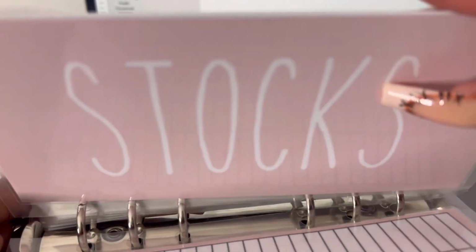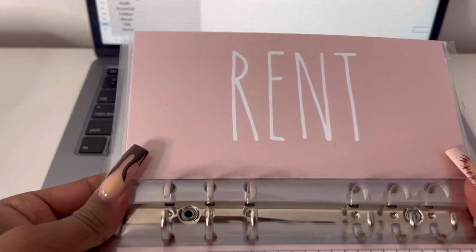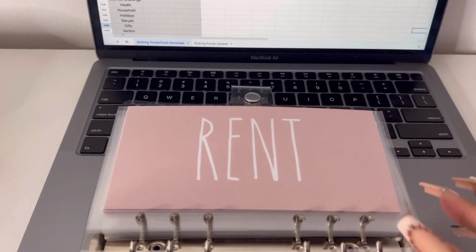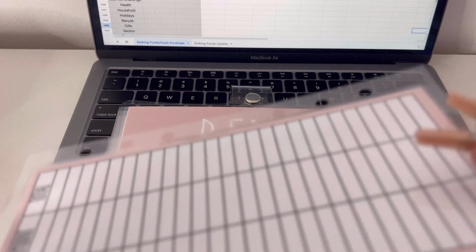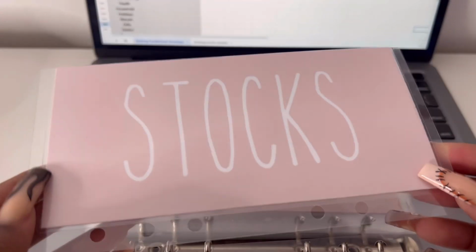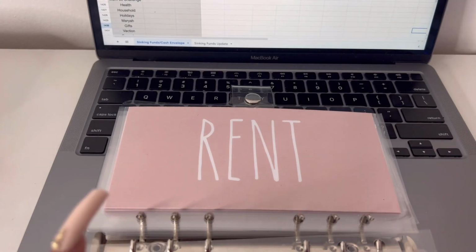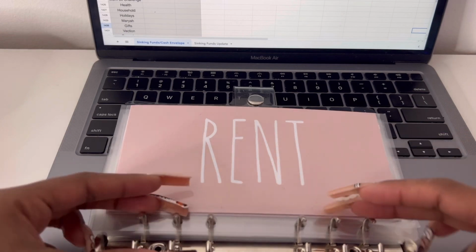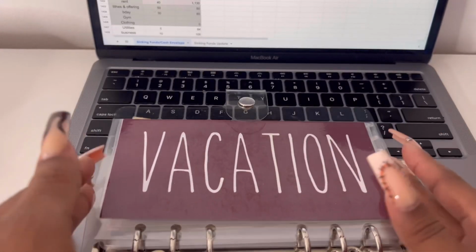I think I'm also gonna take out stocks, because we don't invest anymore. I tried investing for a few months, and honestly, it just wasn't working. I feel like I was wasting money. It just wasn't working out for me. So we're gonna get rid of this. In replace of it, we will put bills in here. I'm actually gonna put that at the end.